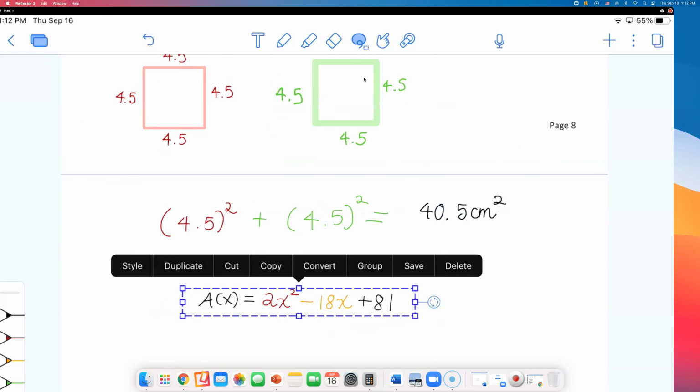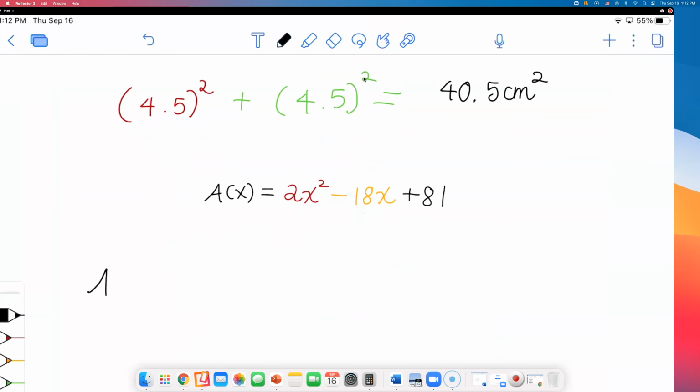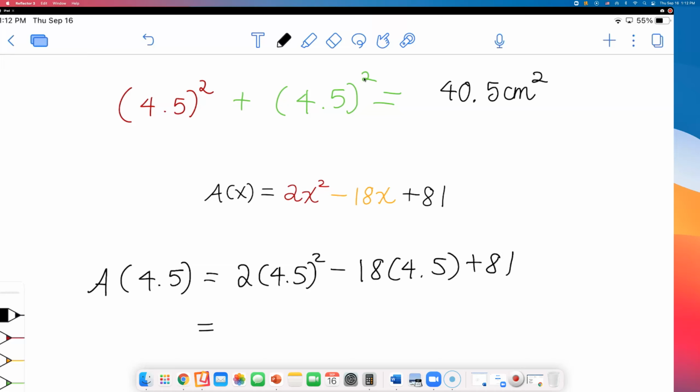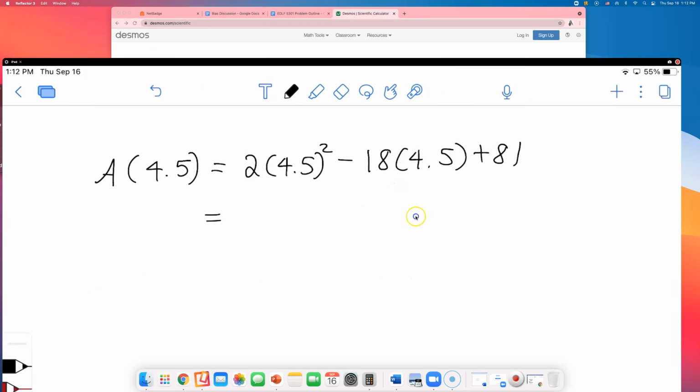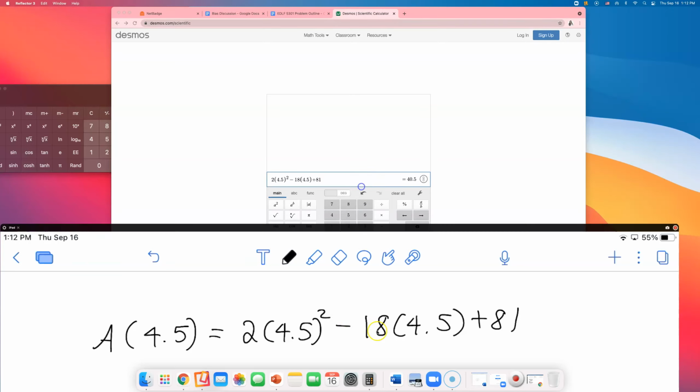And I just want to see that we get the same answer when we plug it into the function. So let me find a's of 4.5. 2 times 4.5 squared minus 18 times 4.5 plus 81. I really want to see 40.5 showing up again, right? Because we're trying two different methods, we want to see the same answer. Minus 18 times 4.5 plus 81. Look at that, we also got 40.5.